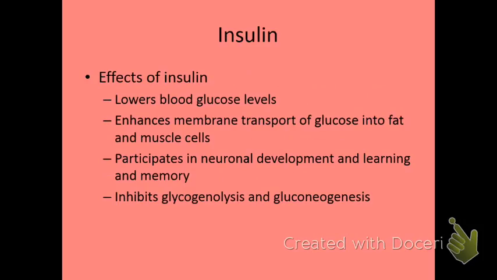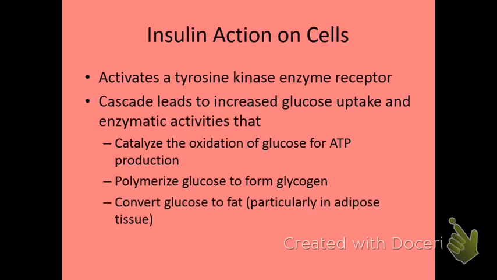Now, insulin itself is a very big contributor to taking the sugars out of the bloodstream and putting them into the cells. It helps to transport them across the cell membrane, and it inhibits the glycogenolysis and the gluconeogenesis. It wants to use the sugars, whereas the glucagon, in fact, wants to store it.